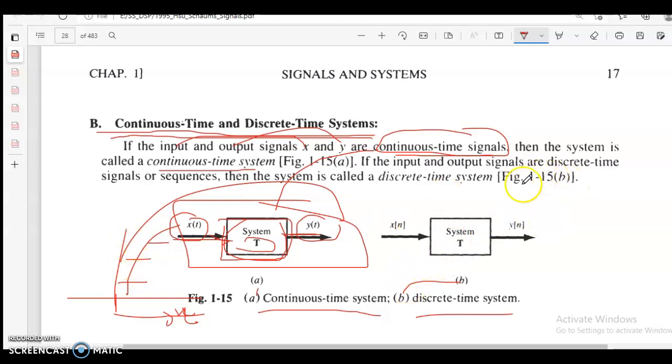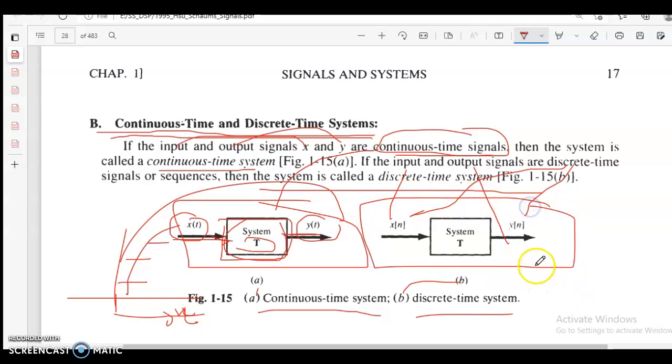If the input and output signals are discrete time signals, same as here continuous, here discrete, then the system is called a discrete time system. These are discrete time signals.